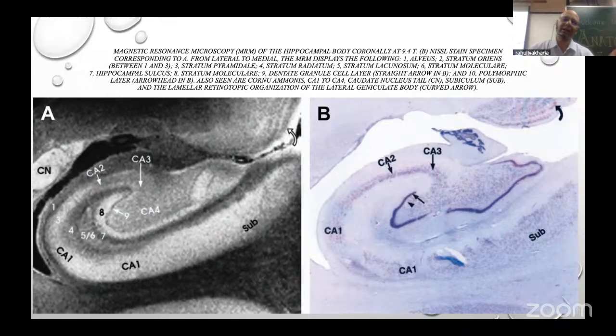But this is on a higher Tesla MRI. The same thing that we are seeing on histology, we can see on MR. And if you see here, the subiculum is much thicker in this particular region. And this is the junction where it becomes thin and joins the CA1, right? What we are seeing out here is the lateral geniculate body. This part on MR is the lateral geniculate body.